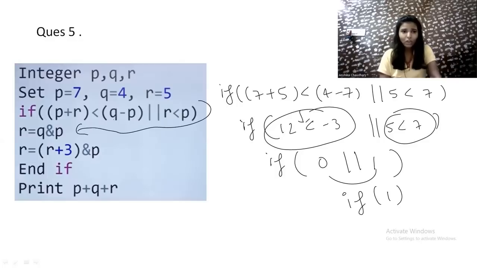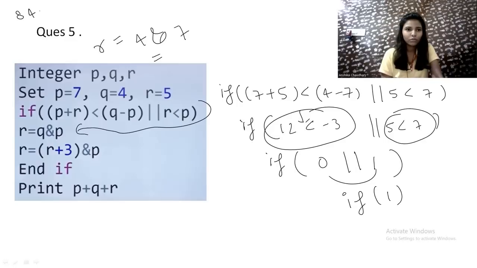Now we have to update the r value. So I am updating here: r is q and p. What is the value of q? The value of q is 4 and p is 7. Again, as it is a bitwise operator, we have to convert decimal to binary. I am converting here: 8 4 2 1. For 4 it is 0 1 0 0 and for 7 it is 0 1 1 1.